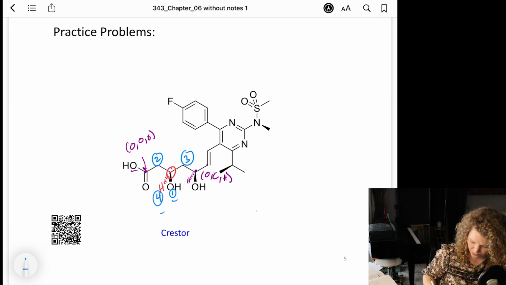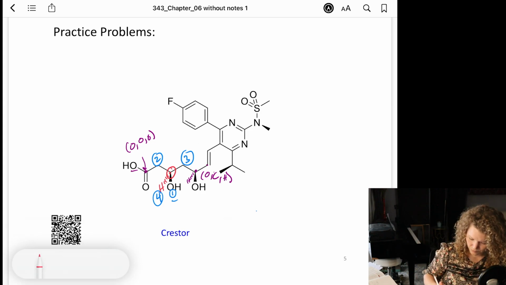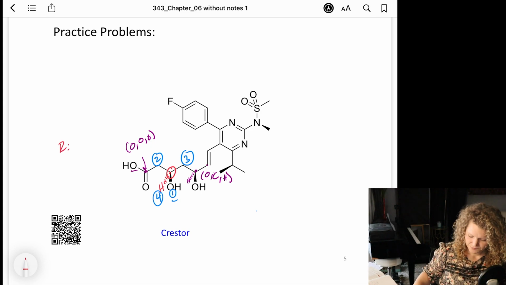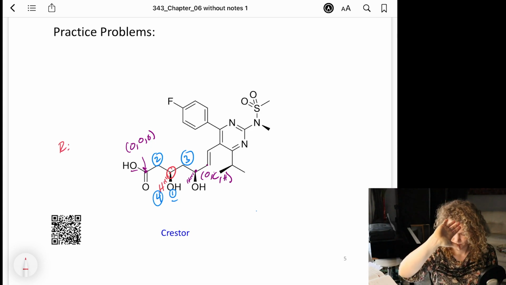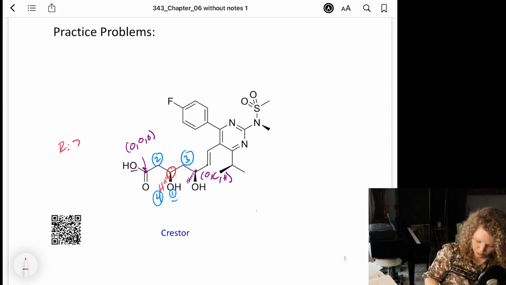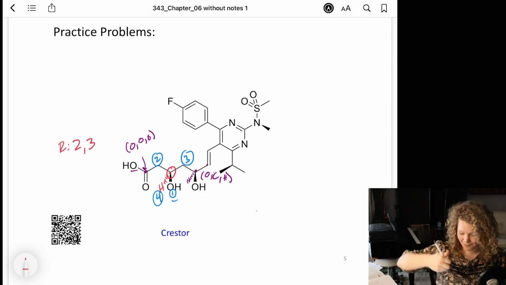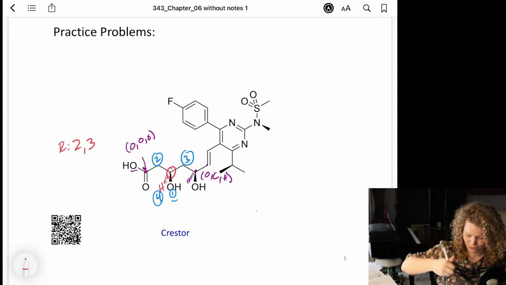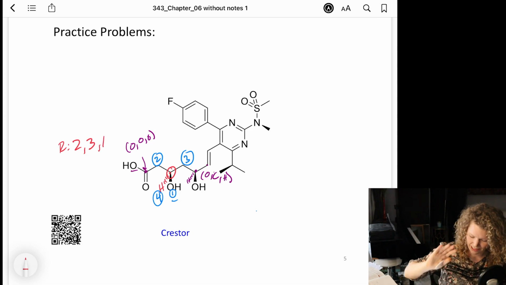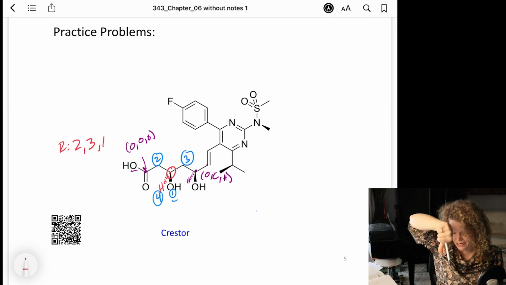So here I'm going to start rotating my right hand. If I start rotating this, I'm going to go 2, then I'm going to hit the 3 priority. I keep rotating. I'm going to hit that oxygen and the OH group, 1. I keep going. Magically, I can keep rotating my fingers.